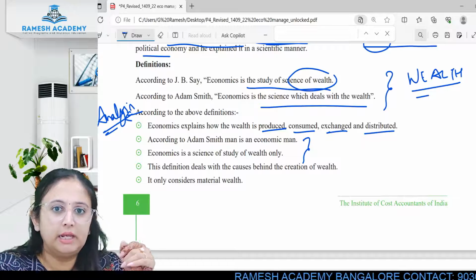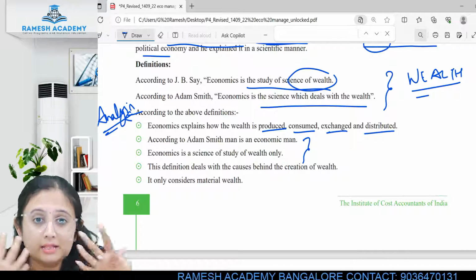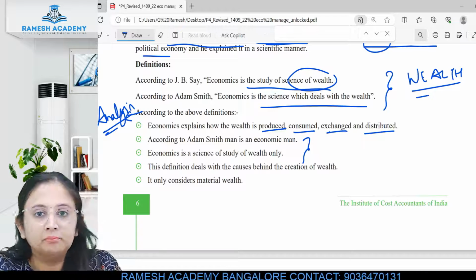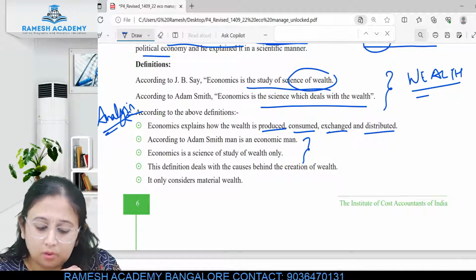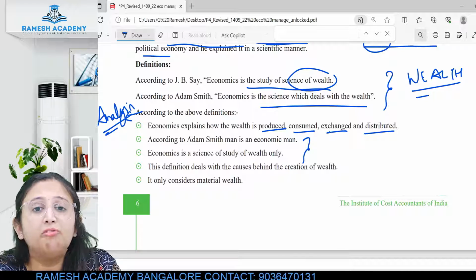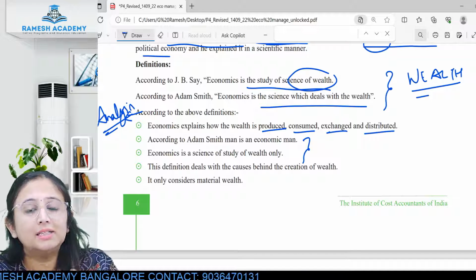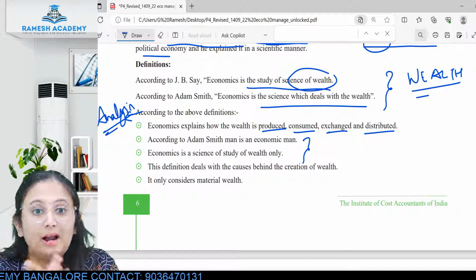Wealth is money. And he says man is an economic man. That means any person you take, everybody is interested in money. Economic man. So economics is a science of the study of wealth only. Economics means it is only about wealth, understanding wealth. That's all. Money, money, money. That is what Adam Smith showed.